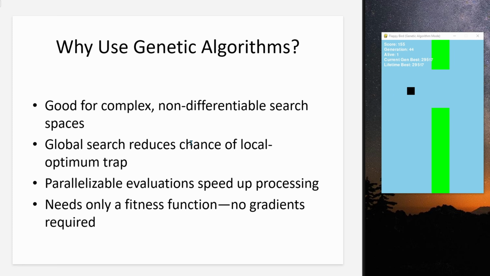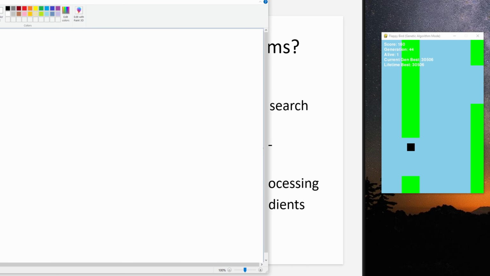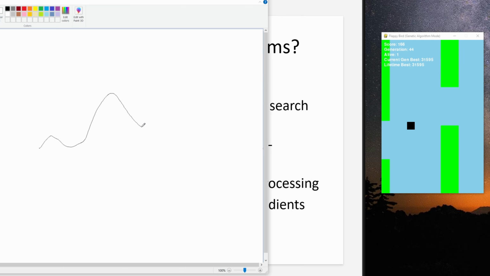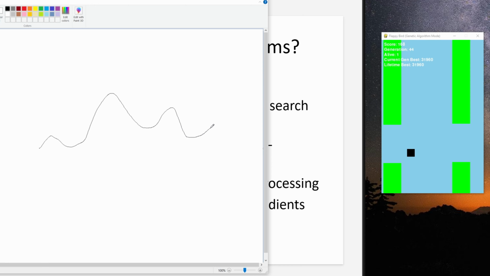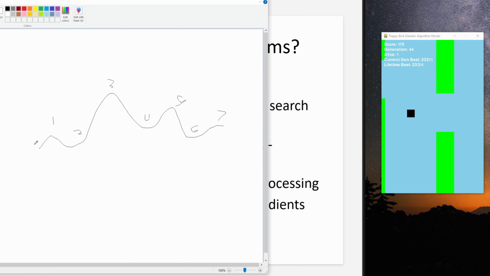Next, global search reduces the chance of a local optimum trap. To give an example of this, let me go back to our little canvas here. With a gradient descent problem, you might have a problem like this. I'm going to mark each point 1, 2, 3, 4, 5, 6, 7. A gradient descent problem might initially start here at 1, and the objective is to get to the highest point.